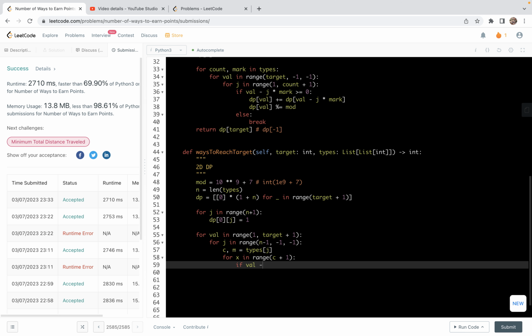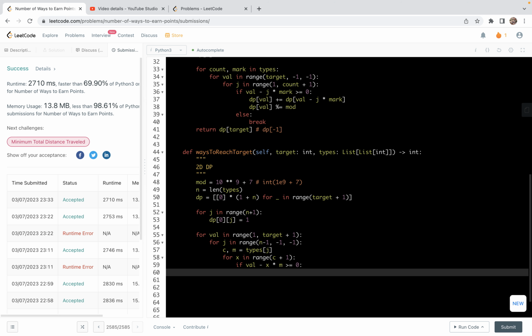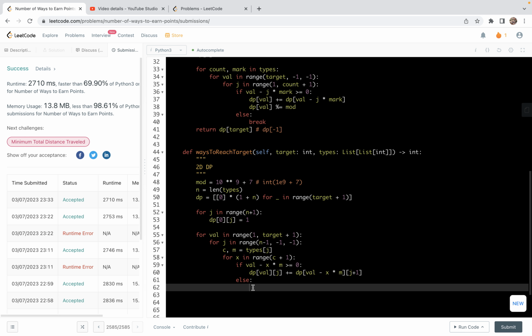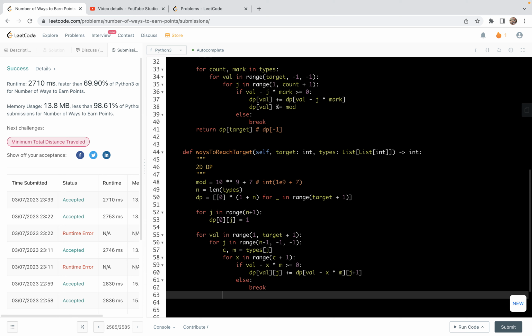So first let's get the current count and mark to be types j, right? And then, for x, the number of type j questions we try to use, for x in range c plus 1. Let's see. Then we're going to do the same as here. We're going to check if value minus x times mark is non-negative, right?